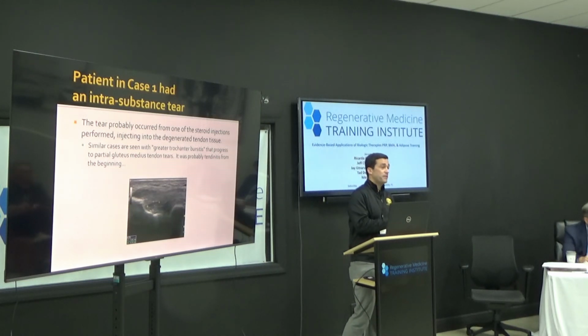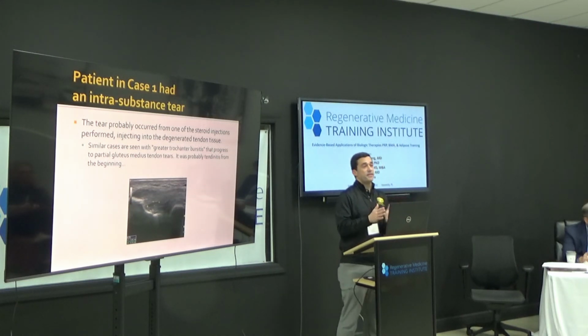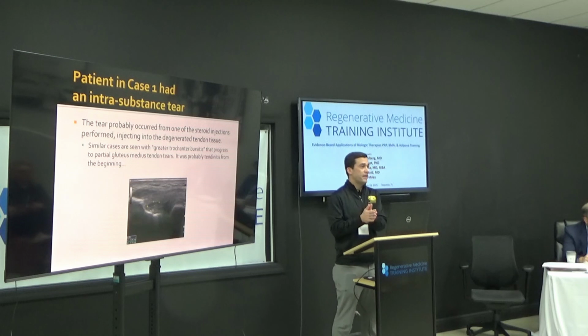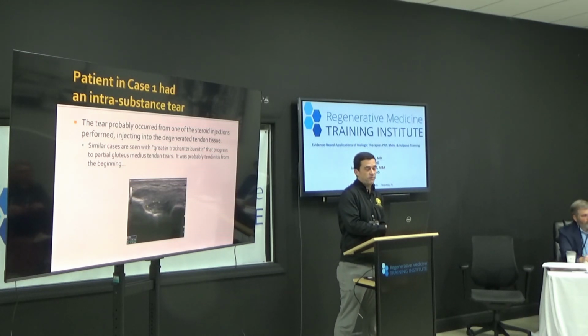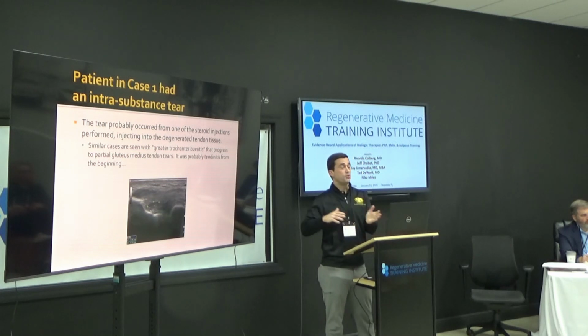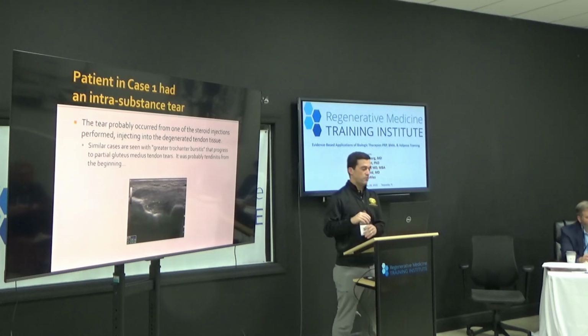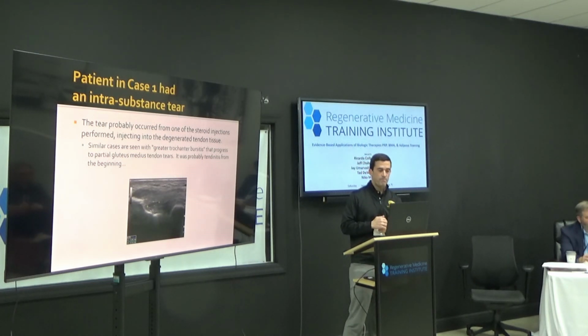We'll use it sometimes in joints that are already bone on bone and the patient is an uncontrolled diabetic and they need a steroid for an acute flare-up. But otherwise, you want to try to use another type of steroid, and we'll talk a little bit more about that.